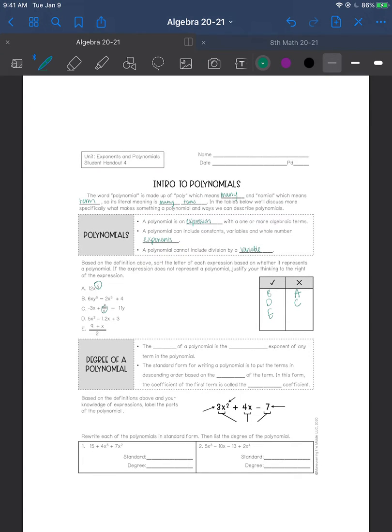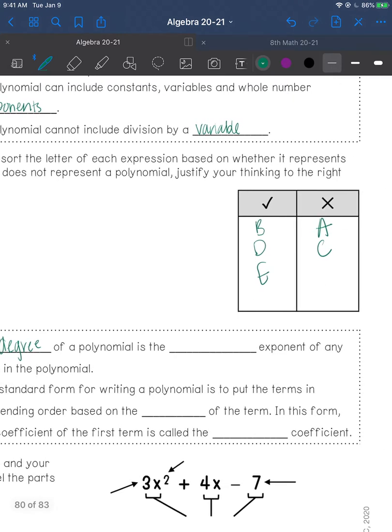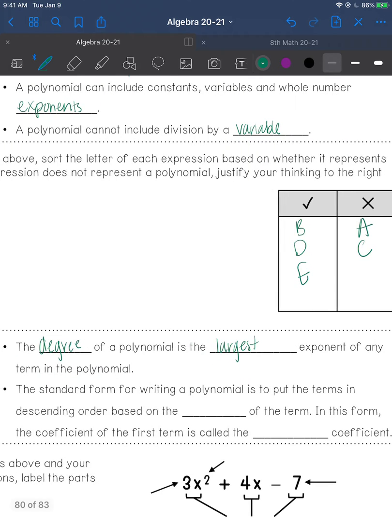Okay, so now that we know how to recognize a polynomial, we're going to start talking about the different characteristics of polynomials. The first one being the degree. The degree of a polynomial is the largest exponent of any term in the polynomial. So if you have x to the cube, x to the fourth, x to the fifth, what would be the largest exponent of those? 3, 4, and 5. What's the largest? 5. So my degree would be 5.